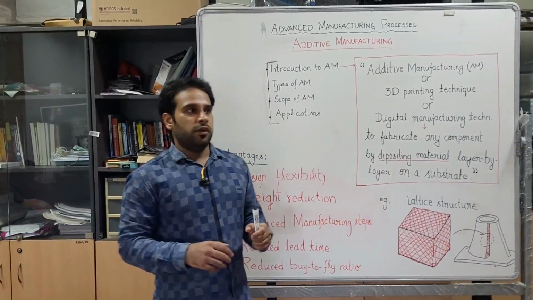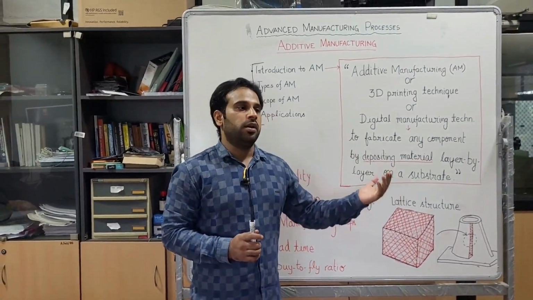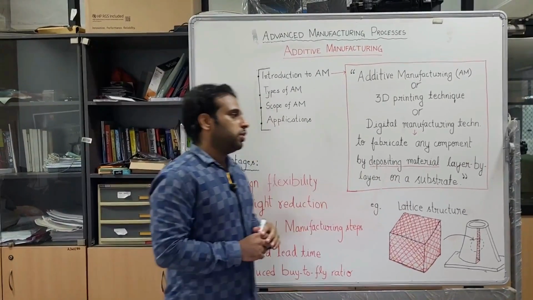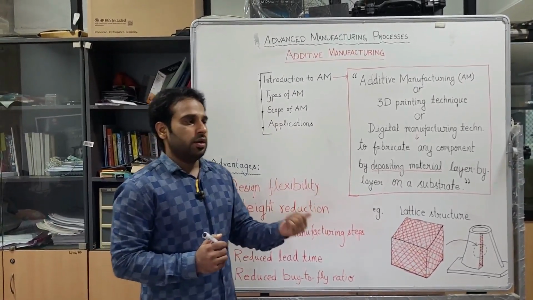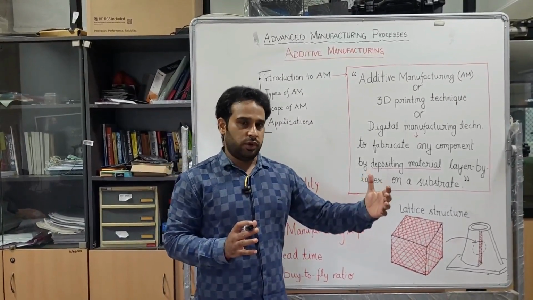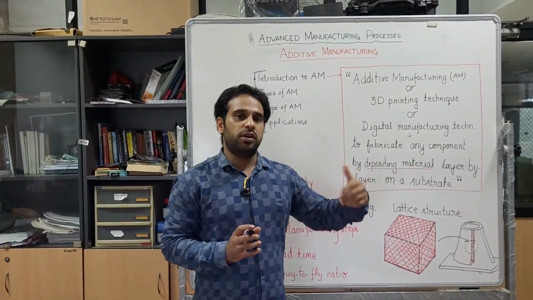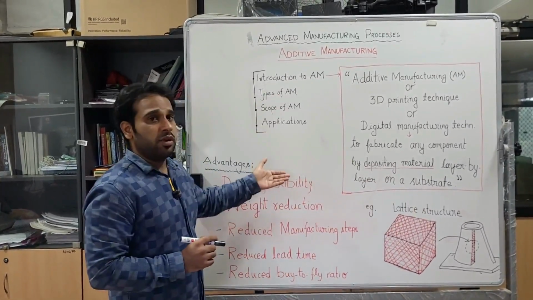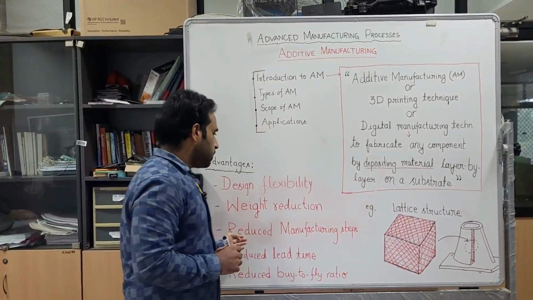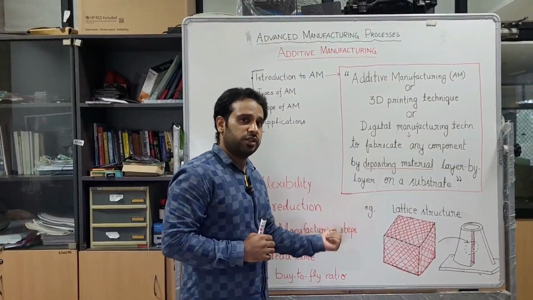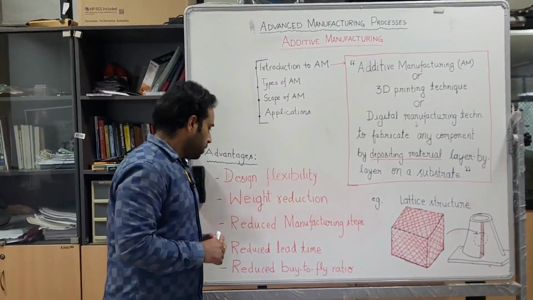This point, if we focus, when we produce any component in a conventional manner, like casting or any other approach, it is very difficult to produce a component in a single manufacturing step. So we produce a component in several steps. But by using additive manufacturing, we produce a component in a single go, so we significantly reduce the manufacturing steps needed to produce a component.